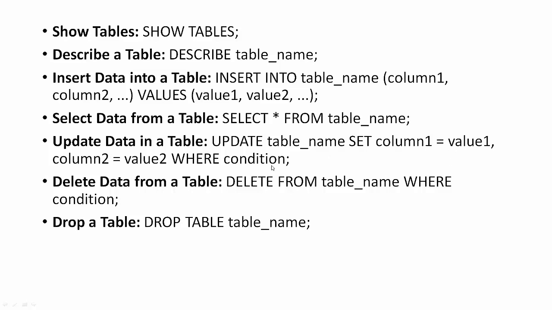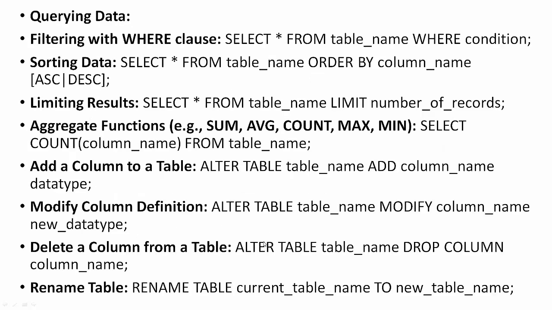Similarly, you can query the data by using filters. Select star from table where followed by a condition, for example where employee ID equals 125. Like that you can specify. You can sort the data using order by, ascending or descending order, and you can limit the results using select star from table name limit, showing 10 records, 20 records, like that. And you can use aggregate functions like sum, average, count, minimum, maximum, and so on. You can also add a column name, add an additional column, and modify the column.